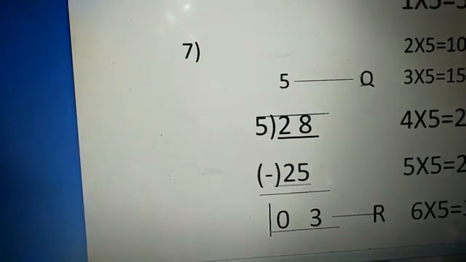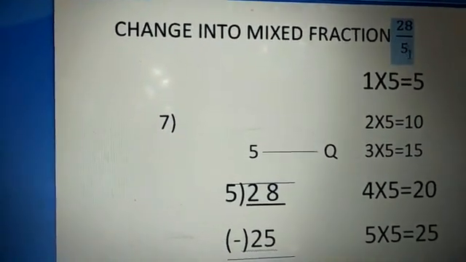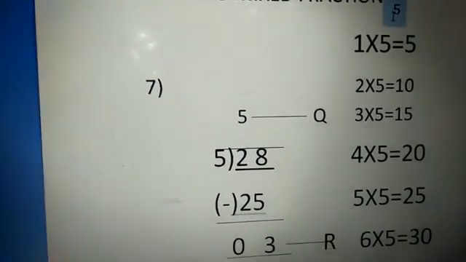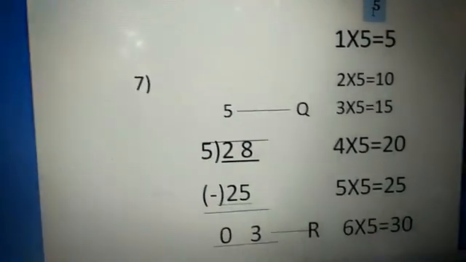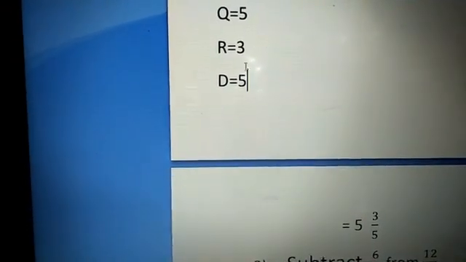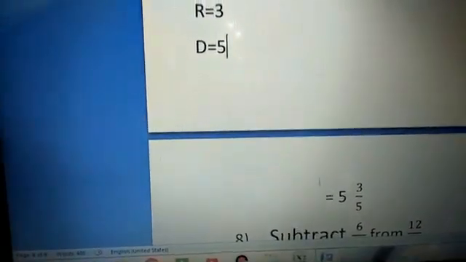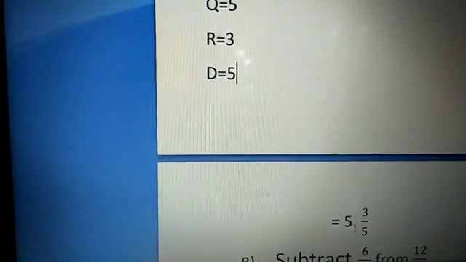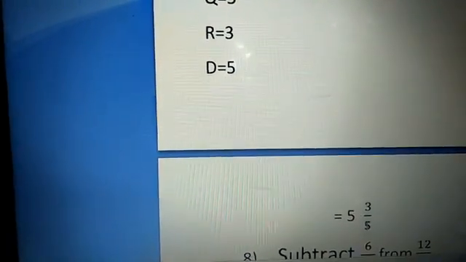See children, this is our quotient and this is our denominator. So the denominator is 5. Suppose this is very complicated, then you take and write it down, children: quotient is equal to 5, remainder is equal to 3 and denominator is equal to 5. Then you can apply in the formula: the quotient, remainder divided by the denominator.